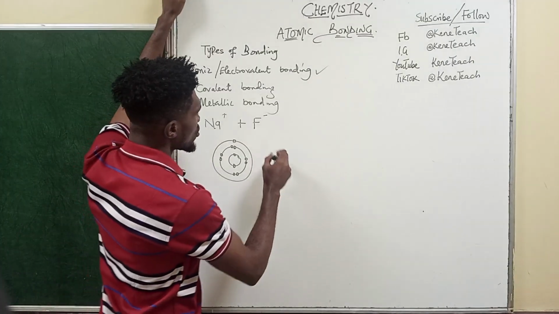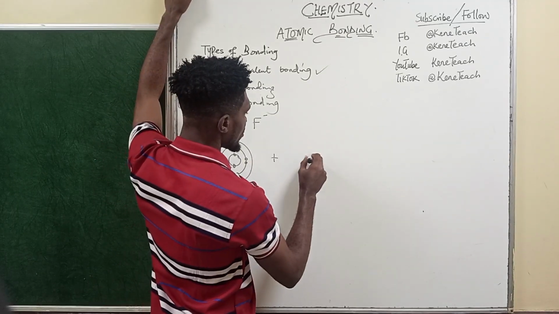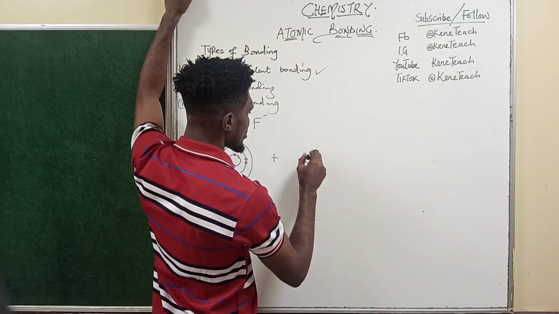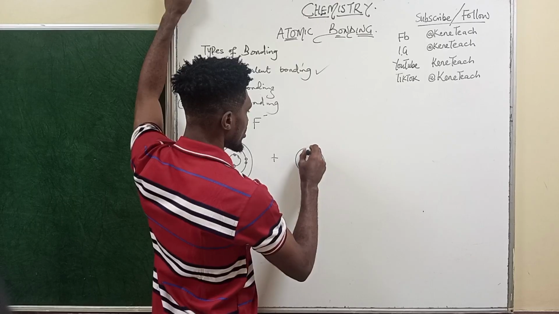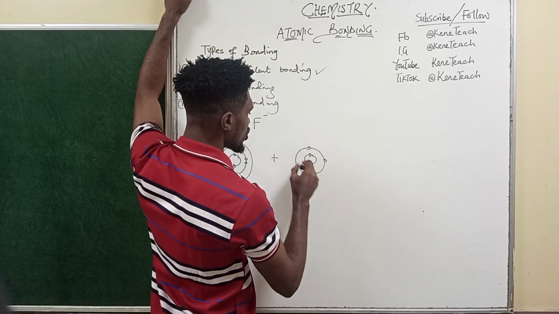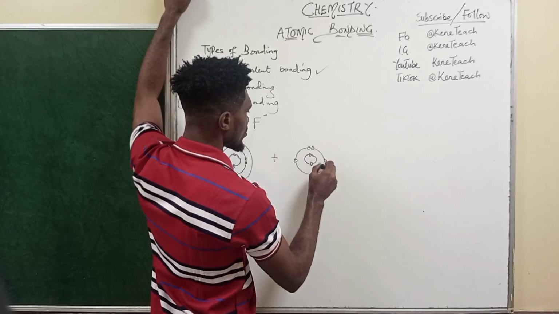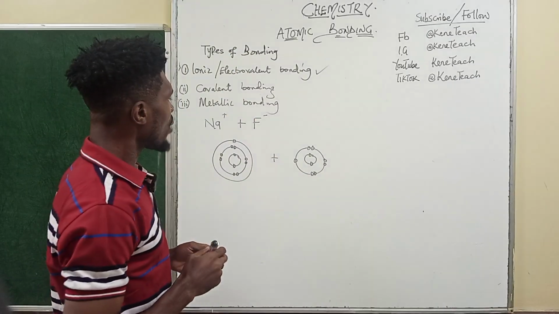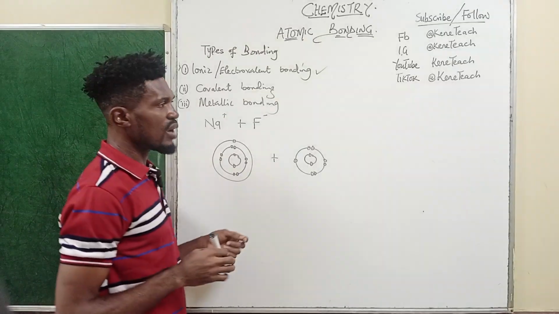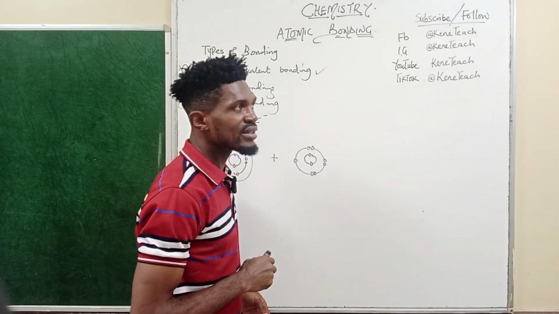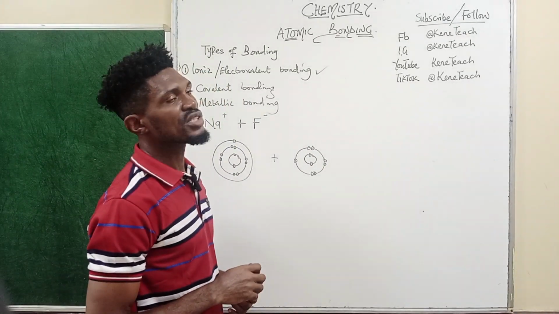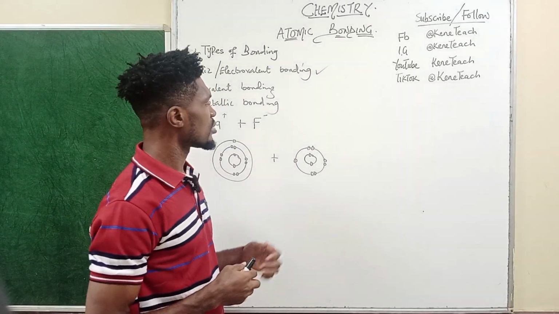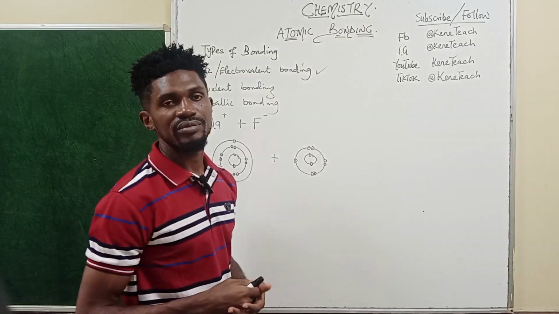So when we add it to fluorine, fluorine is 9. So we have 7 at the outermost shell. So we have 1 remaining. Now I'm going to explain. If you go back to our previous video where I explained oxidation number, this becomes very simple.